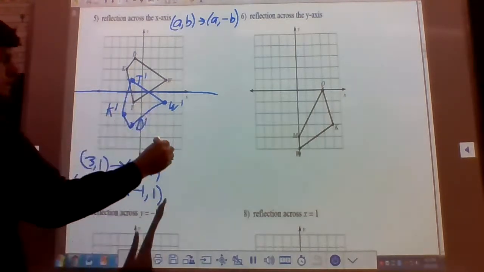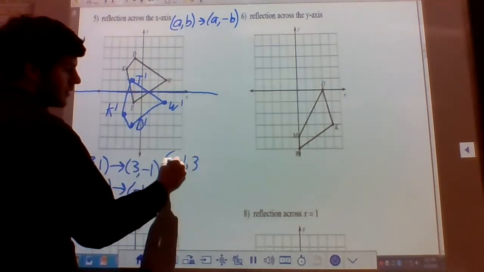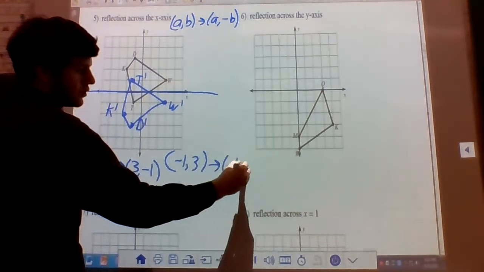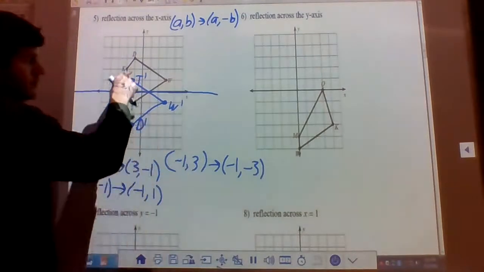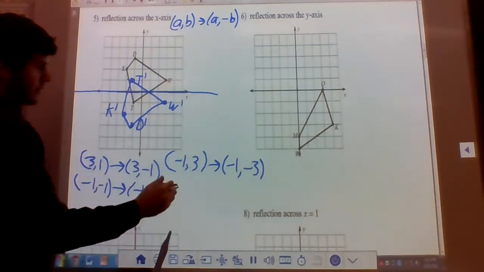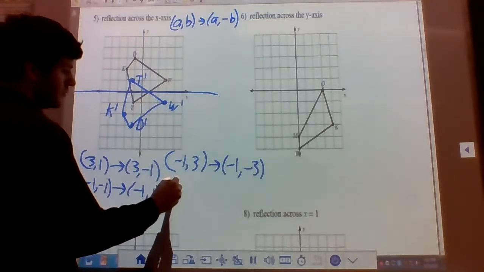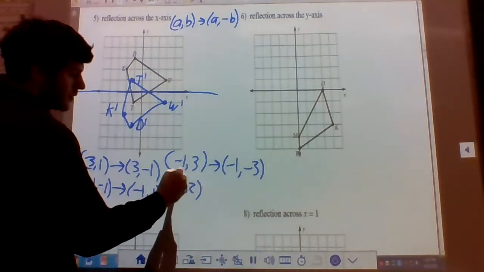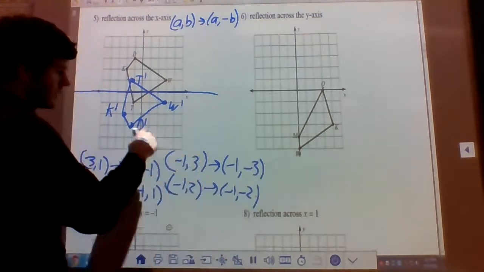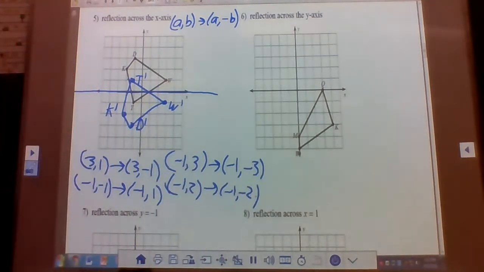D is (negative 1, 3). Again, we're going to keep a the same and change the sign in the second coordinate. That's going to give us D prime right here. Okay, and then our last point, K is (negative 1, 2). So we're going to keep the negative 1 the same, change the sign of the second one, that's negative 2. So that's K prime.